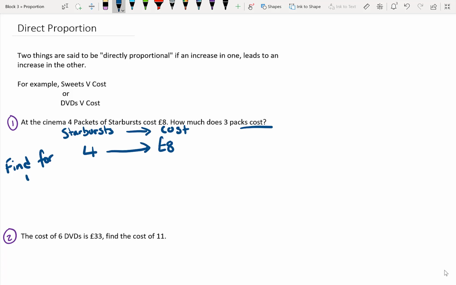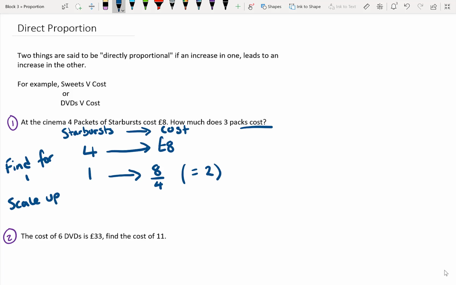So 4 packets cost me £8. How much would 1 packet cost? Well, it is going to be 8 divided by 4, which is just 2. Depending on the question, you don't always need to actually work out what that is.